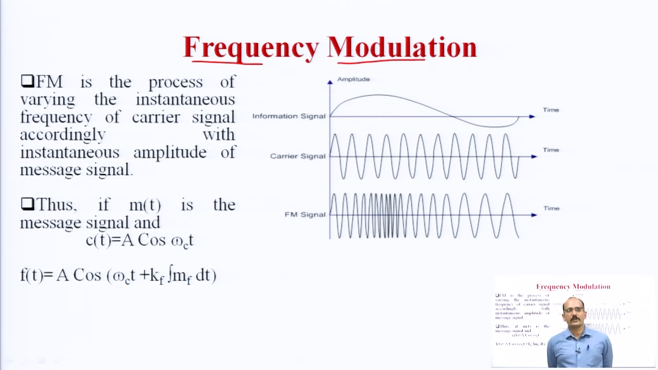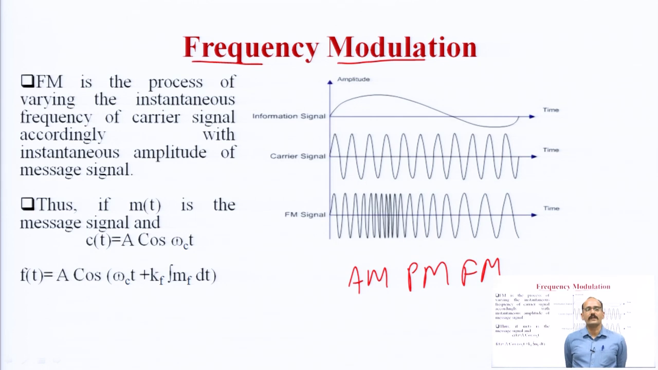As per the types of modulation, we have three types: amplitude modulation, phase modulation and frequency modulation. As per the definition, when we modulate the frequency of the carrier as per the instantaneous value of the message signal, it becomes frequency modulation. In this diagram, the first one is the message signal, which is a sinusoidal signal. A high frequency carrier signal is used to modulate it. When we apply frequency modulation, only the frequency of the carrier signal is changed as per the instantaneous value of the message signal.